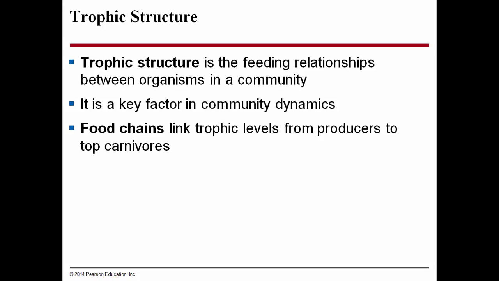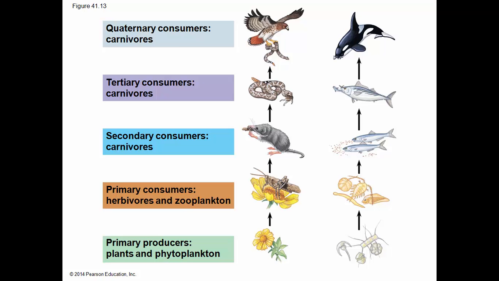Trophic structure is the feeding relationships between organisms in the community. It is a key factor in community dynamics. Food chains link trophic levels from producers to top carnivores. Okay, so here's the food chain. The base of the food chain is always the primary producers, either plants or phytoplankton. Okay, so these are photosynthesizing organisms.